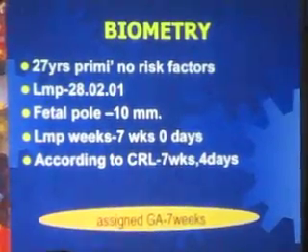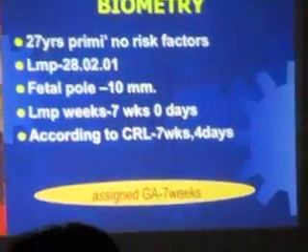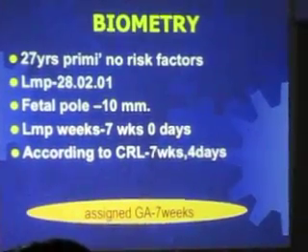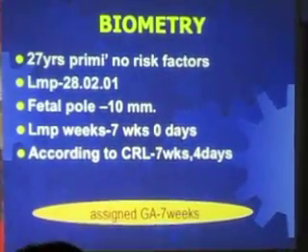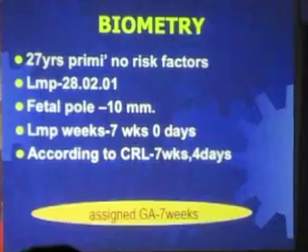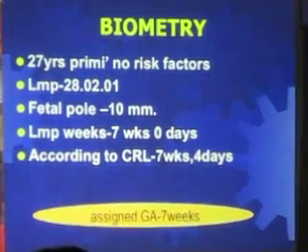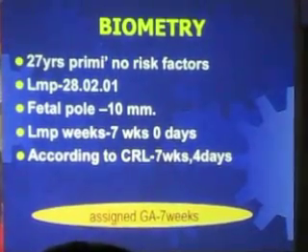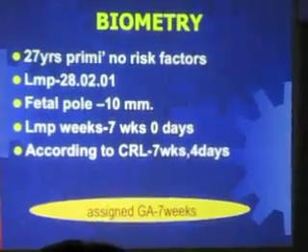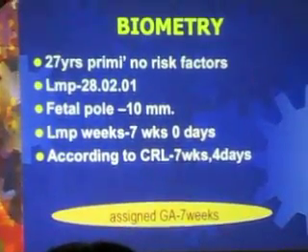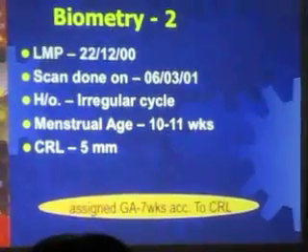Okay, just to give you a few examples to put things in perspective. 27 years, primary, no risk factors. Fetal pole is 10 mm. LMP gestation age is 7 weeks 0 days. According to CRL it is 7 weeks 4 days. The assigned gestation age is 7 weeks. So you assign gestation age at this period if you have the opportunity.